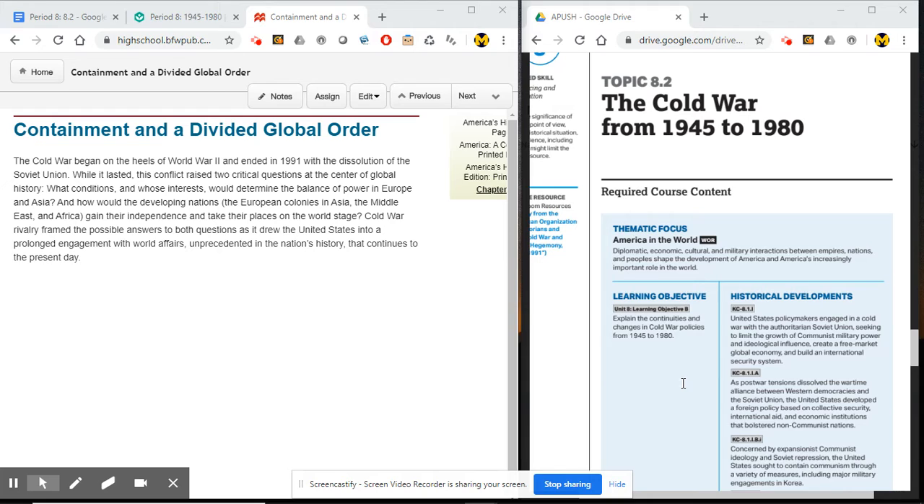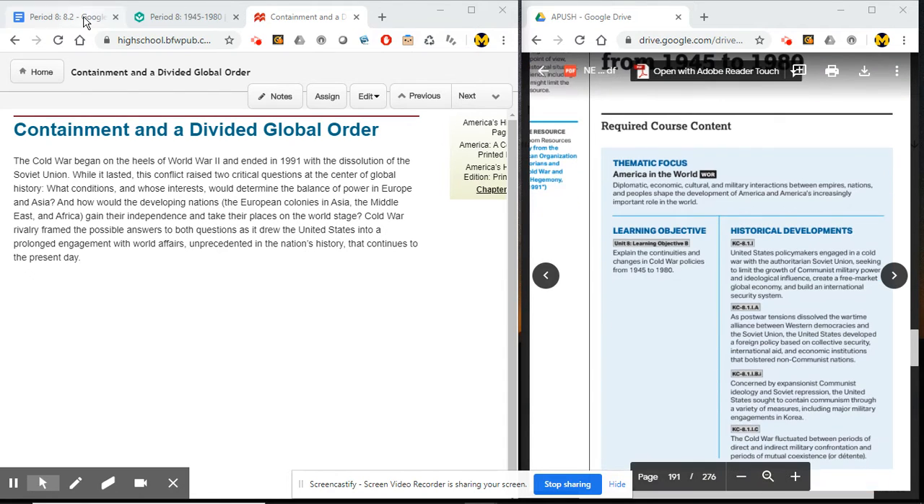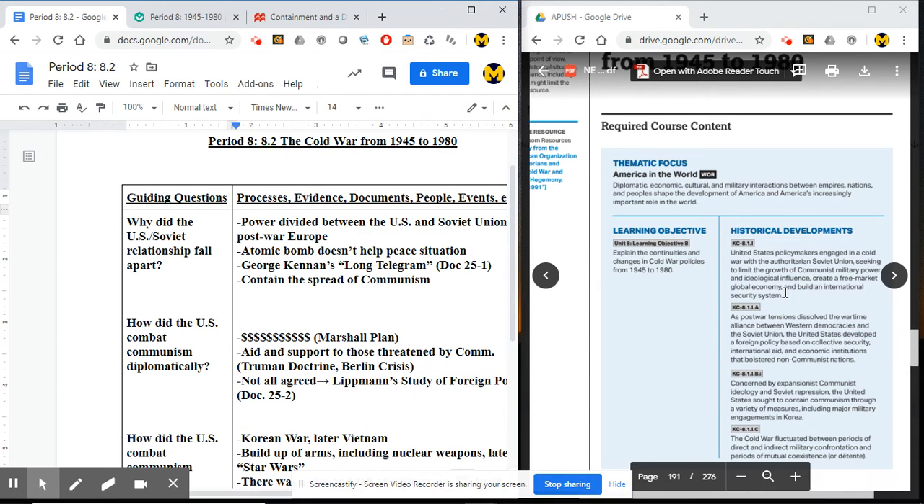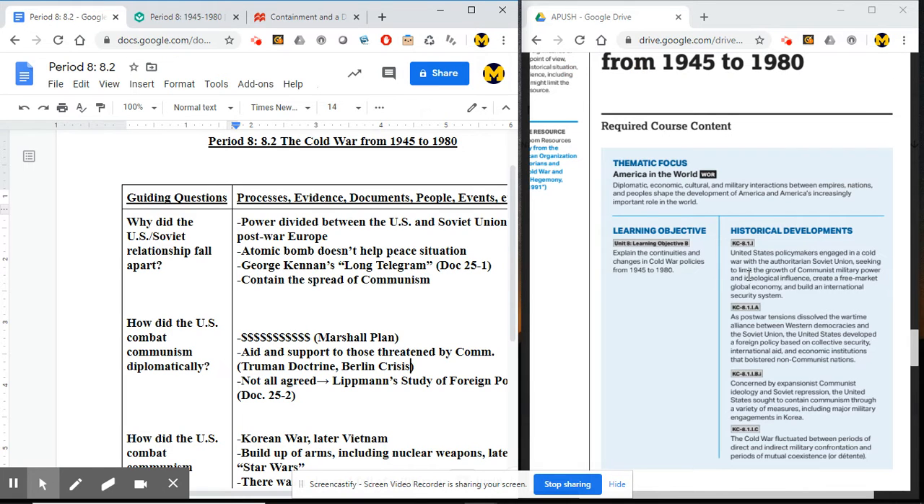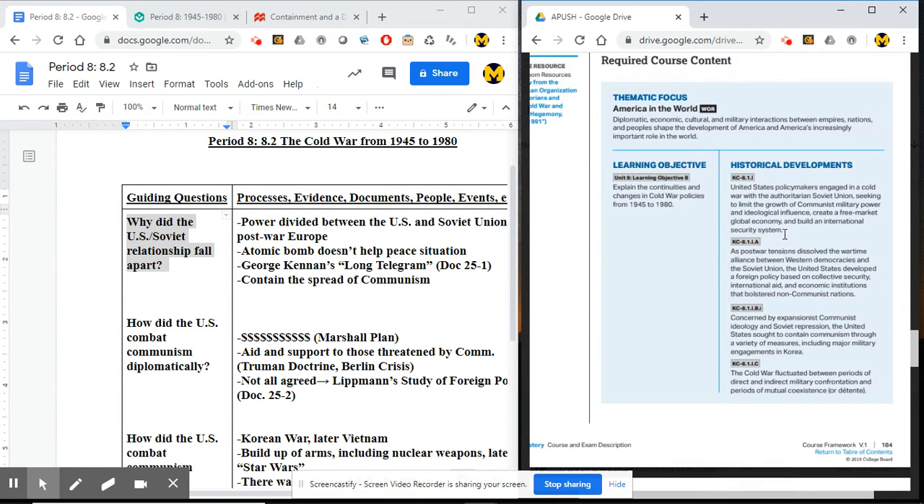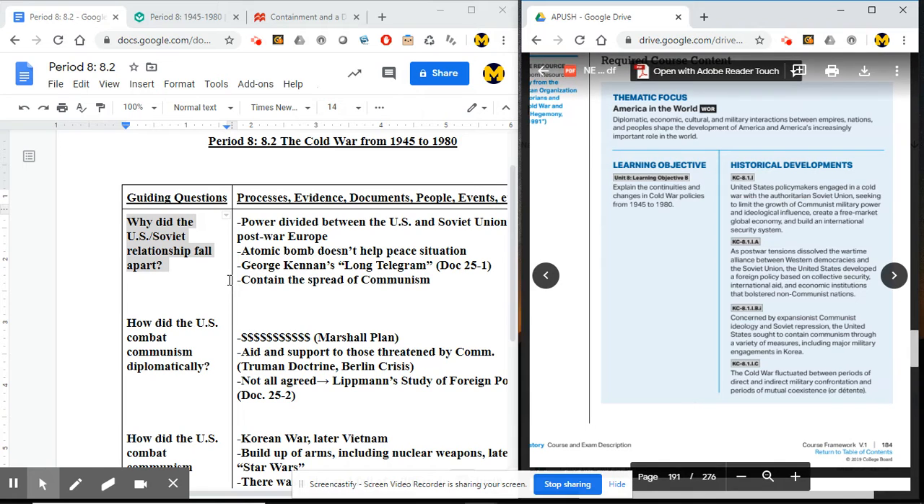Again, this is topic 8.2. We're looking at period 8, topic number 2. So let's dive in. As always, I've provided notes here on the left-hand side. We've got our objectives and our historical developments over here. I have developed a question to go along with each historical development. So as we read the historical development, we can think about this question and look at some of the evidence and processes that come up with it. So that is what we're going to do.